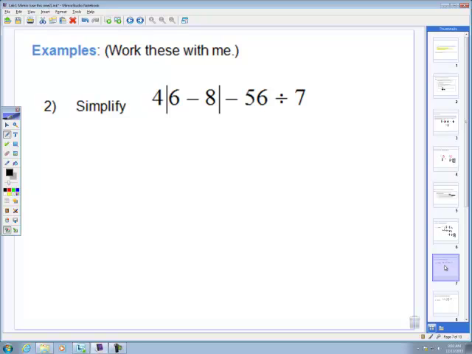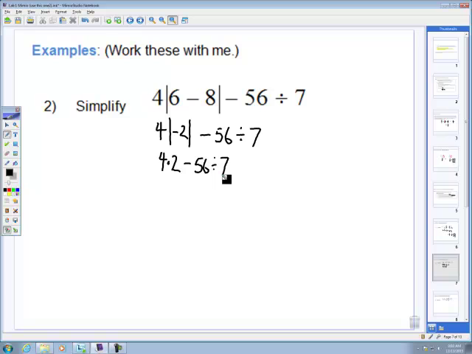Notice that 6 minus 8 is inside the absolute value bar. 6 minus 8 is negative 2. So that would give us 4 times the absolute value of negative 2 minus 56 divided by 7. All right, taking care of the absolute value of negative 2, remember, absolute value is the distance from 0 on a number line. So the absolute value of negative 2 is 2. That would be 4 times 2 minus 56 divided by 7.